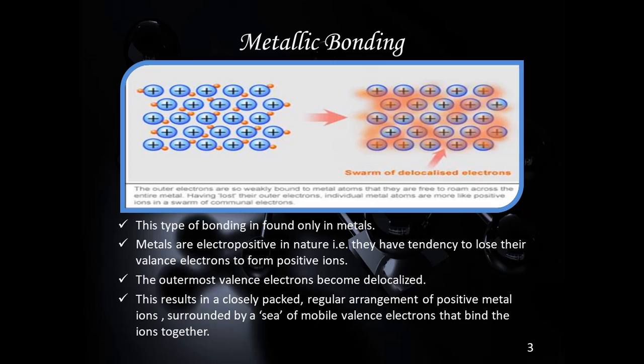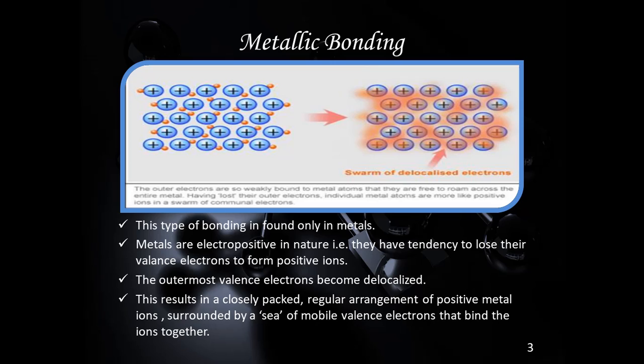Now, due to the presence of this sea of electrons, or delocalized electrons, metals can conduct electricity. There is a very common question: how are metals good conductors of electricity? The answer is because metals have a sea of electrons, or delocalized electrons. So, due to the presence of a sea of electrons, metals can conduct electricity.